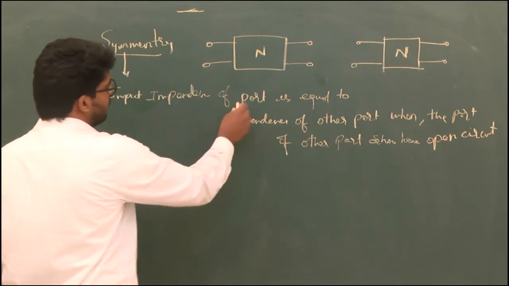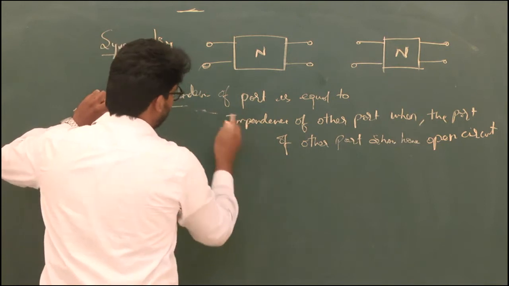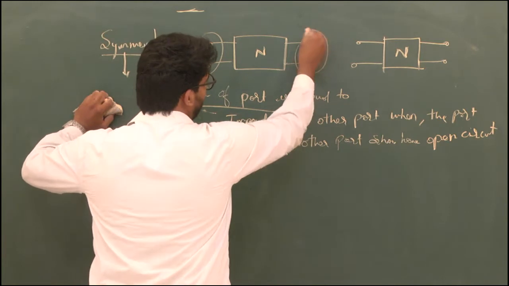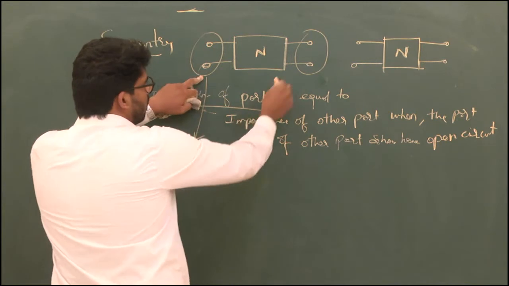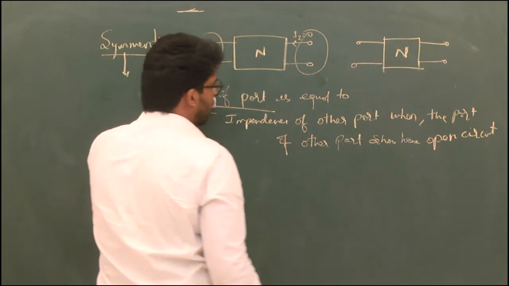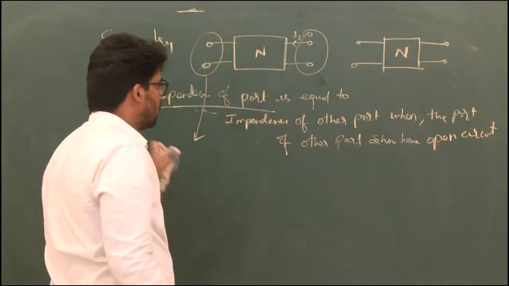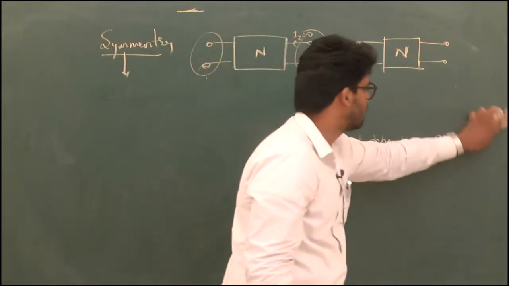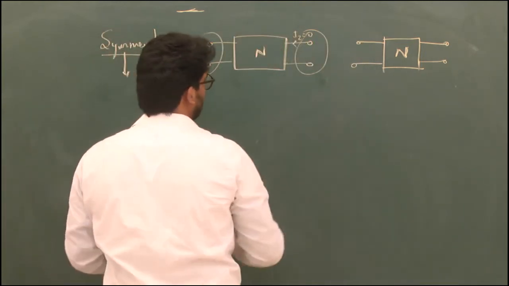So the input impedance of one port, that is the impedance of this port, should be equal to the impedance of the other port when the other port is open circuited, and the impedance of this port when this port is open circuited. If those impedances are equal, you will get symmetry.